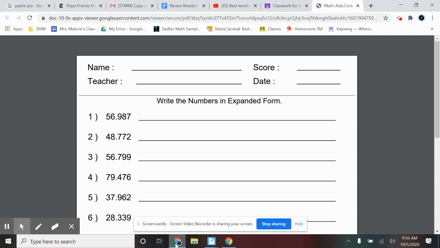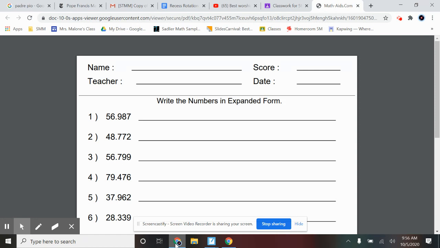Okay, everybody, let's look together at the very first problem. Can somebody tell me how to say number 1? What would that number be called? Olivia? 56 and 987 thousandths. Perfect. So that's how I would say that number's name: 56 and 987 thousandths. So the first job was to write this thing in expanded form.